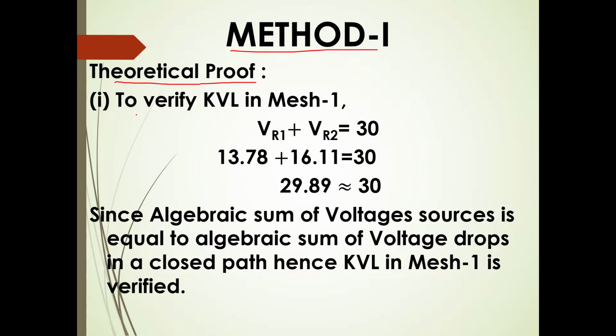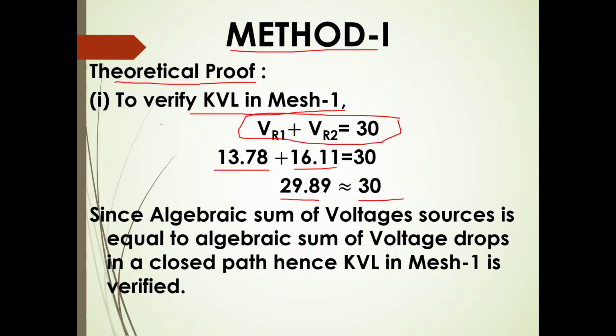First of all, to verify KVL, what is the KVL equation in mesh 1? I have written it in the earlier slide. VR1 plus VR2 is equal to 30. VR1 value that we have got is 13.78, VR2 value is 16.11. You just add VR1 and VR2, you will get 29.89, which is approximately equal to 30.